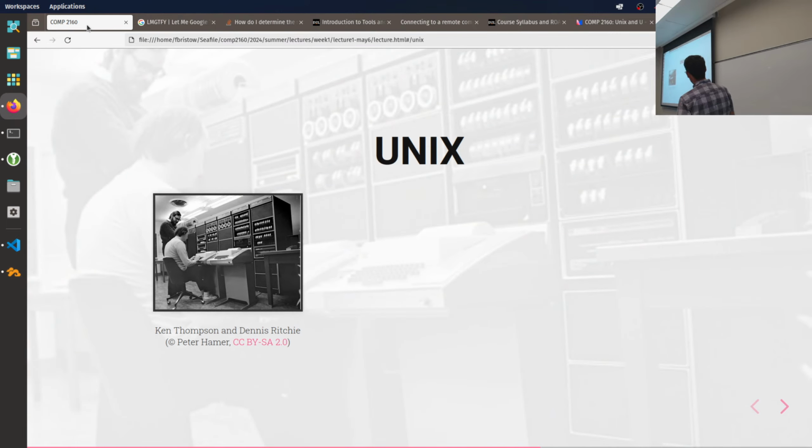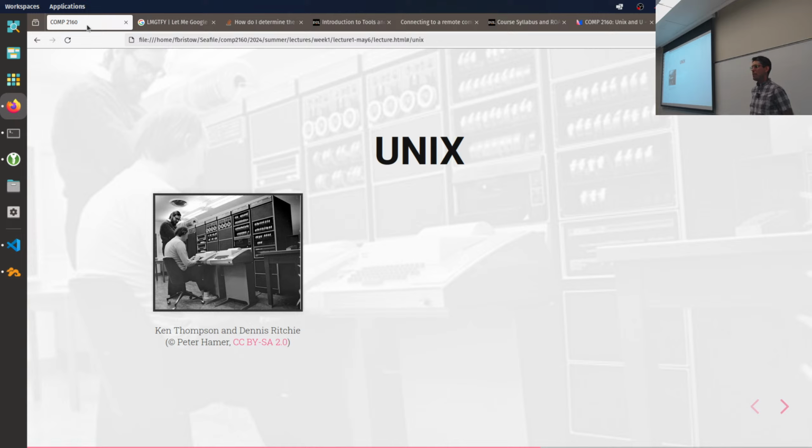Unix was developed in the 1970s by these two gentlemen right here. This is Ken Thompson and Dennis Ritchie. Dennis Ritchie is also one of the authors of this book, the C programming language. The C programming language was designed to build the Unix operating system. In the 70s, Dennis Ritchie and Ken Thompson were working at AT&T, which is a phone company in the United States, and they were tasked with building an operating system.